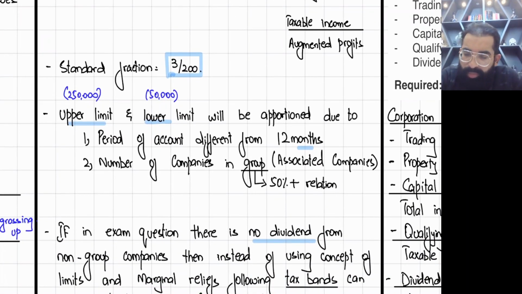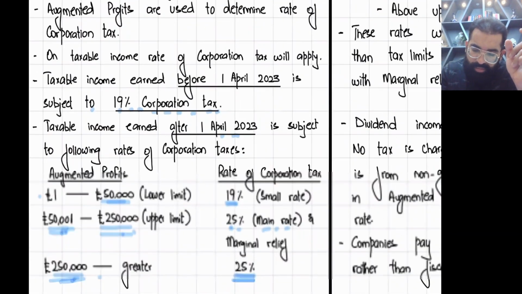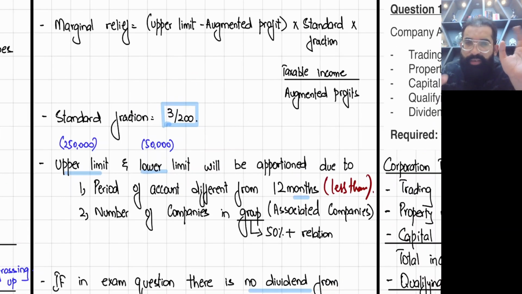Now, upper limit and lower limit will be apportioned. Upper limit and lower limit will be apportioned due to, number one, a period of account different from 12 months. Remember the limits: the lower limit is 50,000 and the upper limit is 250,000. These are the two limits. Normally these limits are fixed, but you need to apportion these limits because of two things.